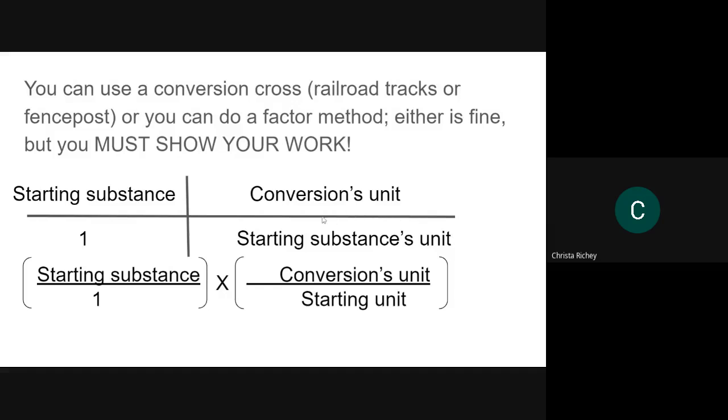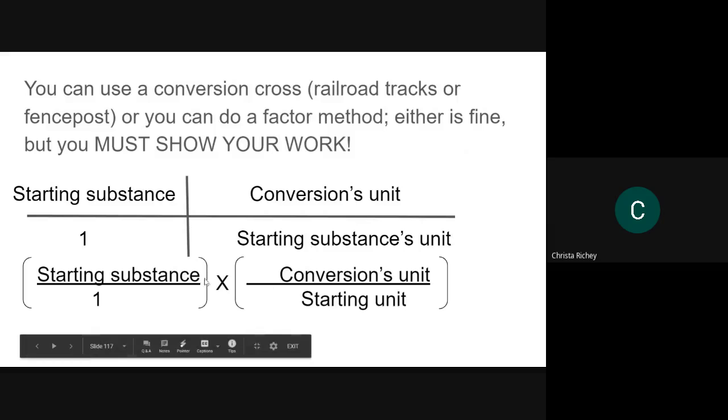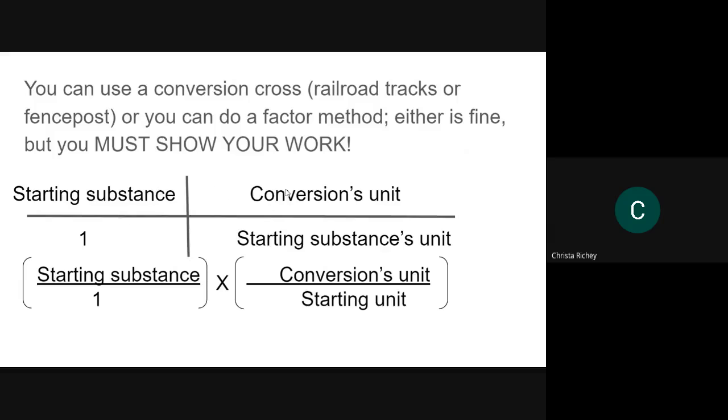And once again, this line is a giant division line. You would multiply anything on the top. You would multiply anything on the bottom, but you would do top divided by bottom. It's the same thing. I was taught this way with the parentheses, but most of my students in the years that I've taught chemistry, they actually prefer this railroad or this fence post.